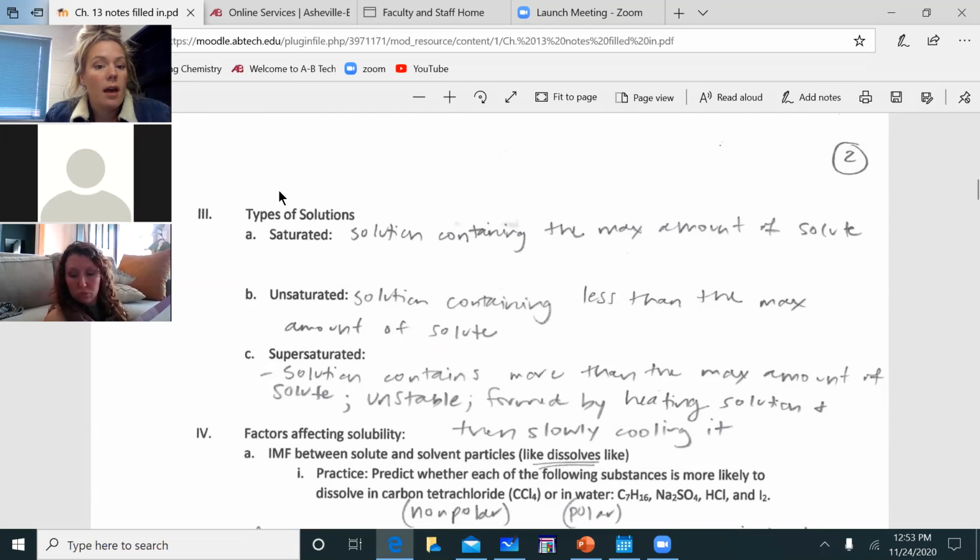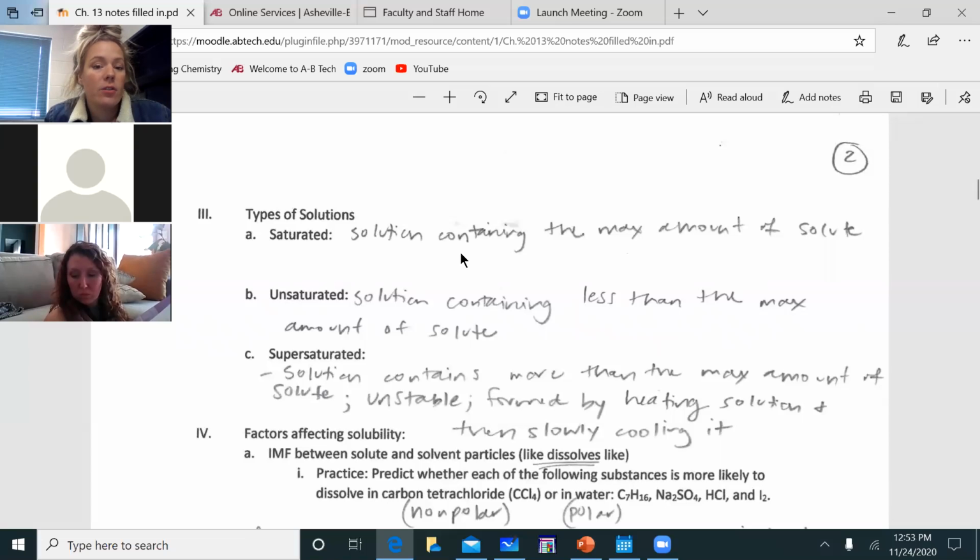So as far as how we classify different types of solutions, a saturated solution is a solution that contains the maximum amount of solute for that given solvent. And that is temperature dependent. So for instance, at 25 degrees Celsius, 100 grams of water can hold 36 grams of salt. If it had exactly 36 grams, we would say it is fully saturated.